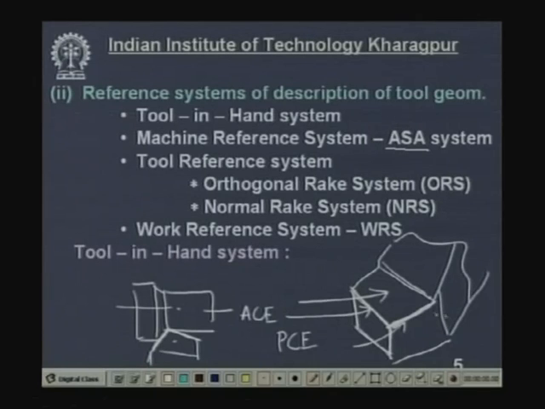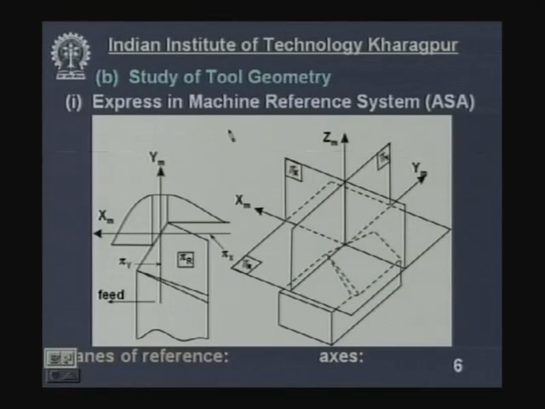So, what we see that this tool will be in your hand and you can mention only this is the tool shank, this is the main cutting edge, this is the auxiliary cutting edge, this is the rake surface, this is the principal flank, auxiliary flank and this is the tool tip or tool nose, this much. Here we do not tell or we cannot quantitatively specify the value of the angles. Now, this express tool geometry in machine reference system. In machine reference system you can visualize qualitatively and quantitatively also.